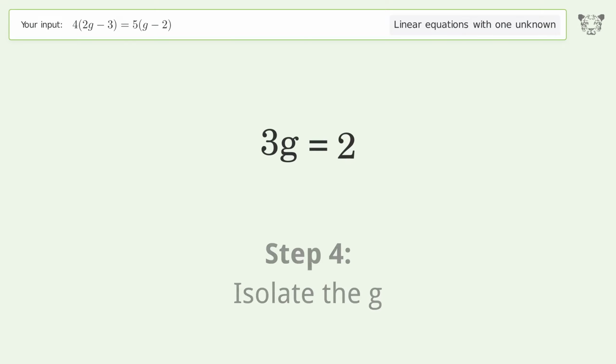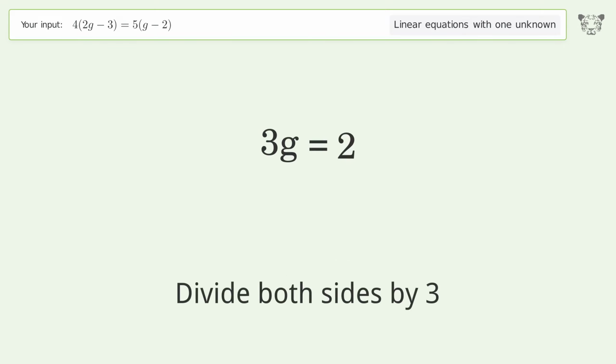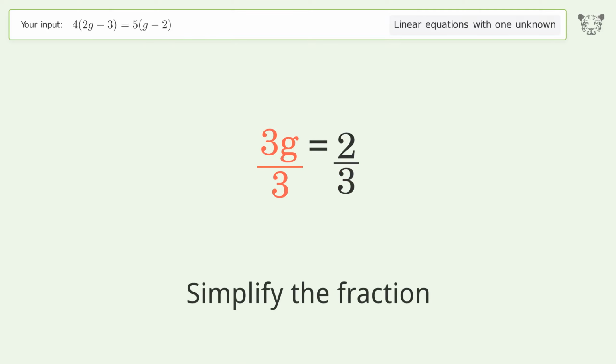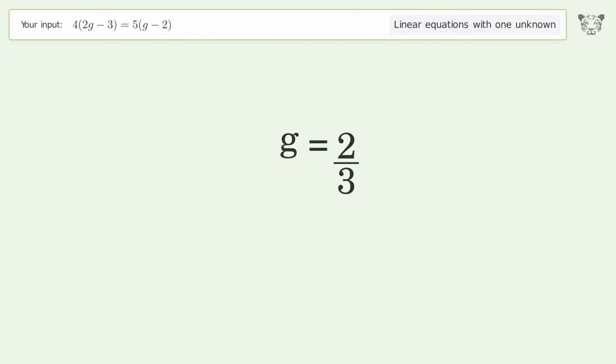Isolate the g. Divide both sides by 3. Simplify the fraction. And so the final result is g equals 2/3.